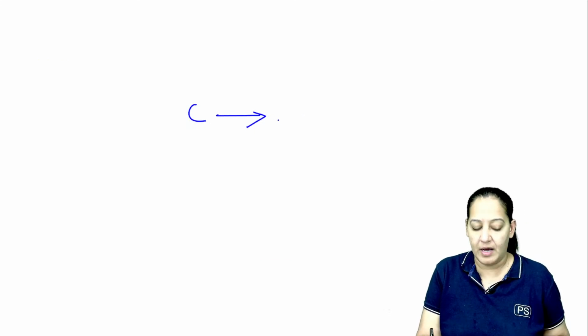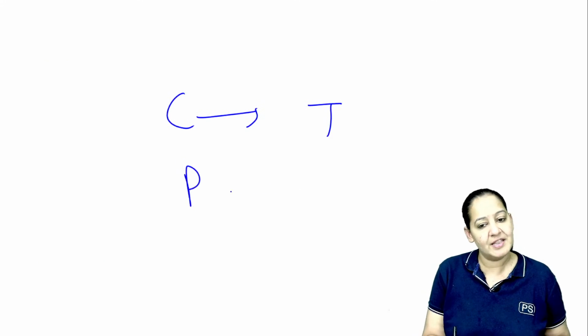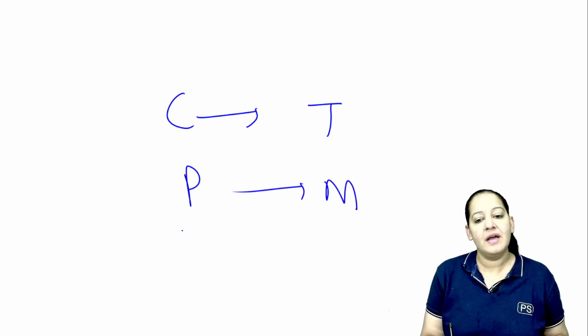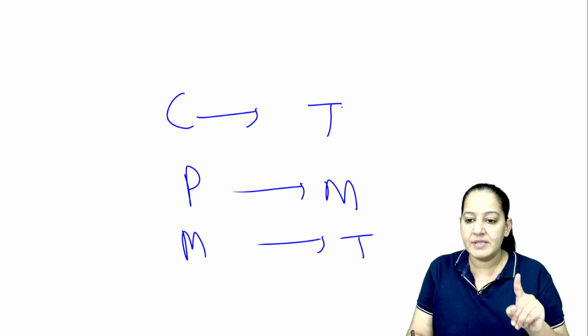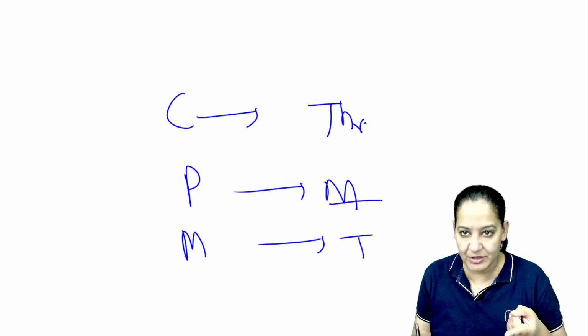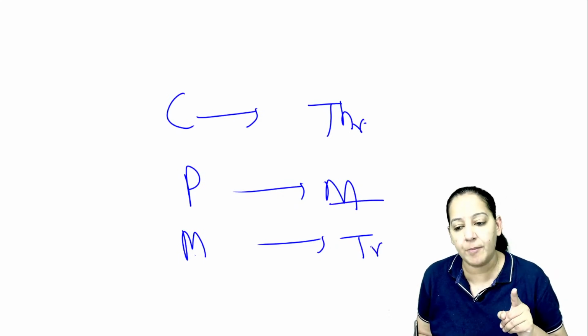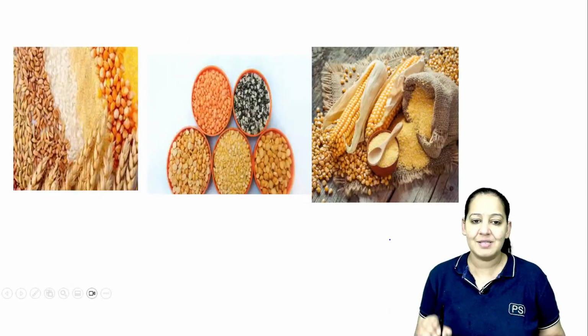So I told you a mnemonic yesterday also. Okay. So threonine, I'm sorry. Yeah, in the cereals, T is absent. In the pulses, M is absent. And in the maize, again T is absent. So there are two T now. So in the cereals, it's threonine which is absent. In the pulses, methionine is absent. And in the maize, tryptophan is absent. Okay, so you have to learn like that. So please learn. So this is the limiting amino acid.